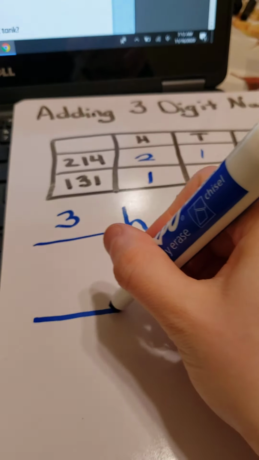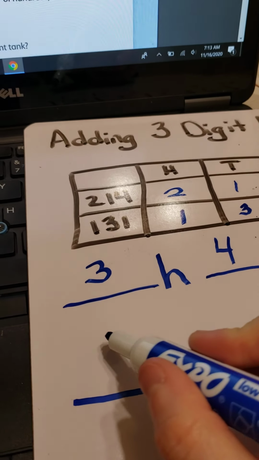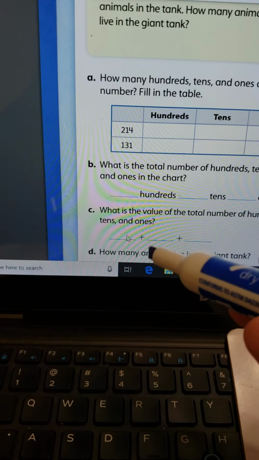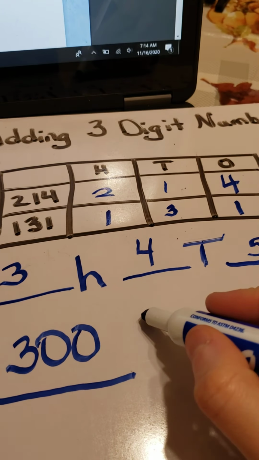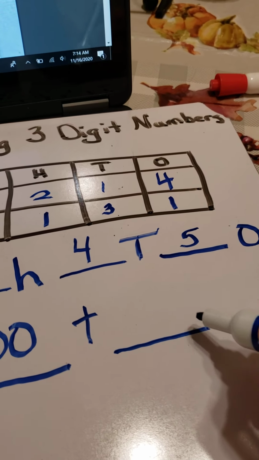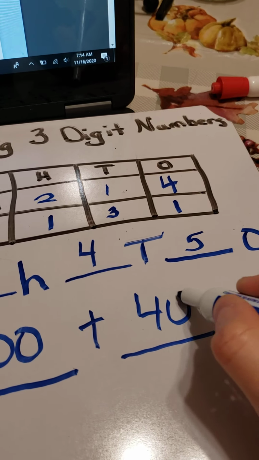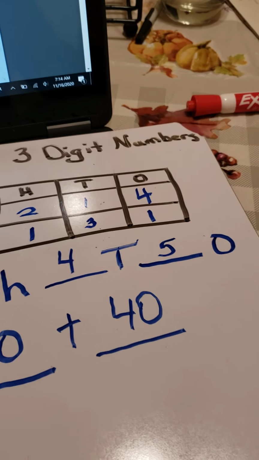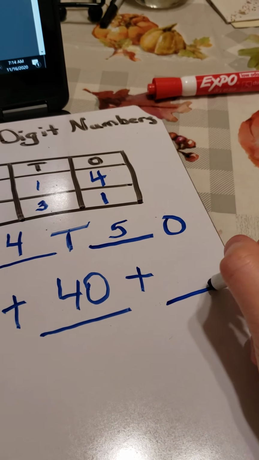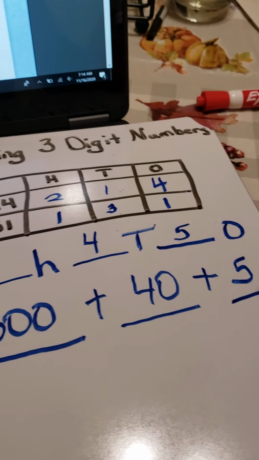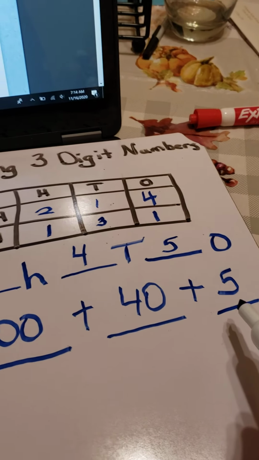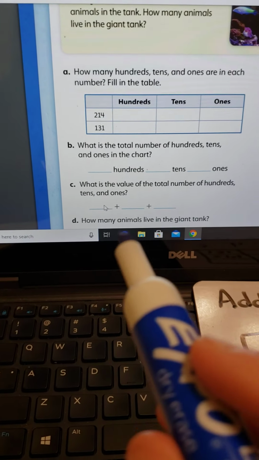Okay, so if I have 3 hundreds, how much is the value? The value is 300. So you're going to write 300 in this first box right here. Okay, this is expanded form. Plus 4 tens. How much is 4 tens worth? Very good. It's 40. Okay, last place, I have my ones. I have 5 ones. Well, that's pretty easy. 5 ones is just 5. So now I have it in expanded form. 300 plus 40 plus 5. So you're going to write that right there on that bottom part.